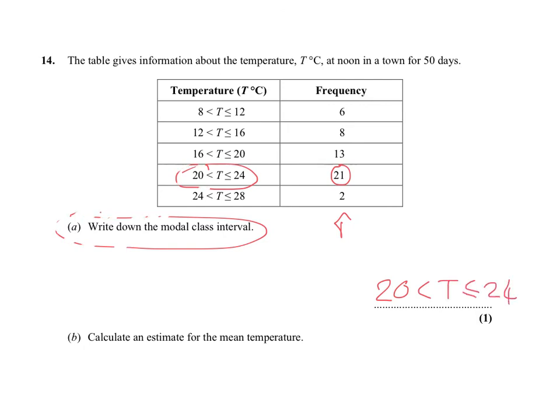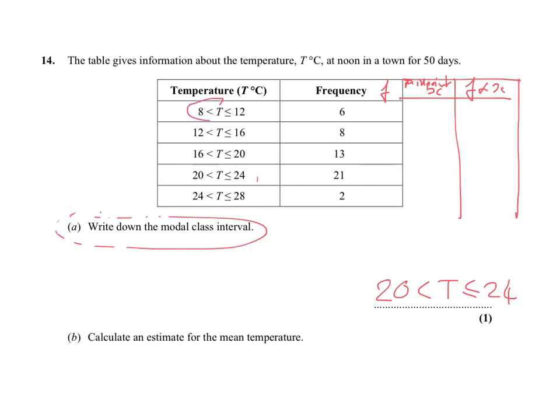Part B is asking us for the estimate for the mean temperature. So what we've got to remember here is the mean is one of those that needs us to add extra columns on, and the columns that it wants us to add on are the midpoint column, which we usually call x. The frequency column, remember, is called f, and then we want an f times x column added on as well.